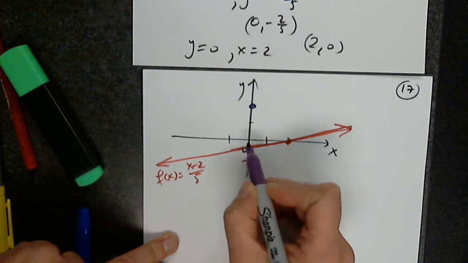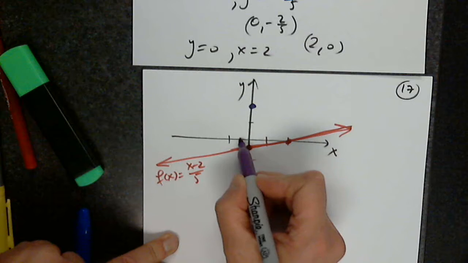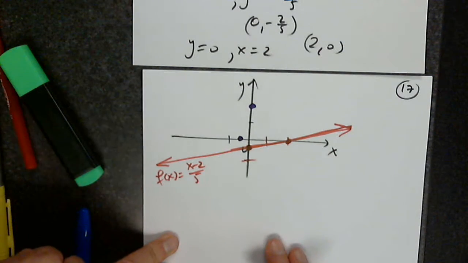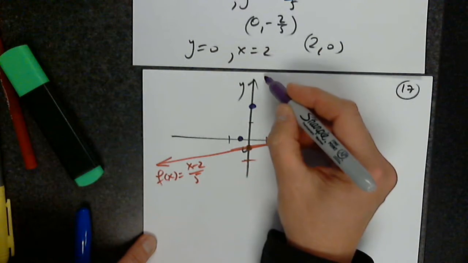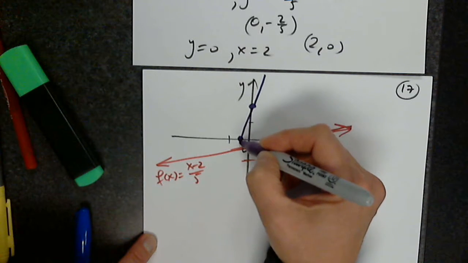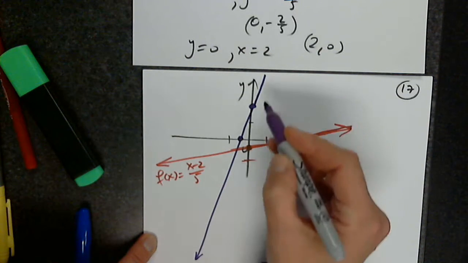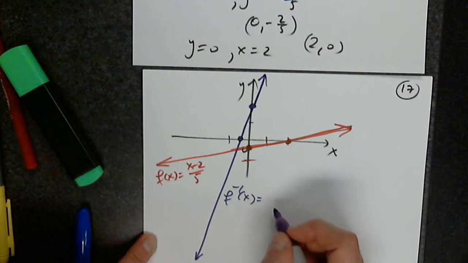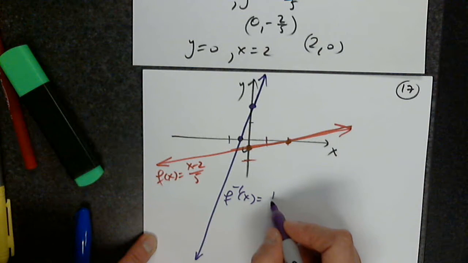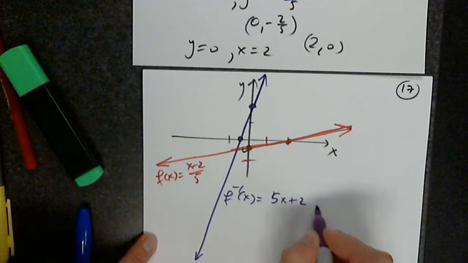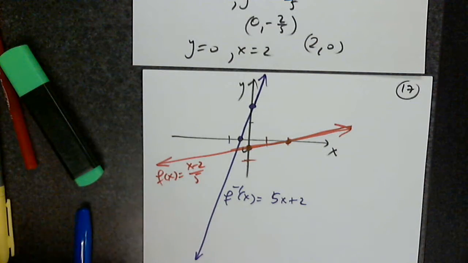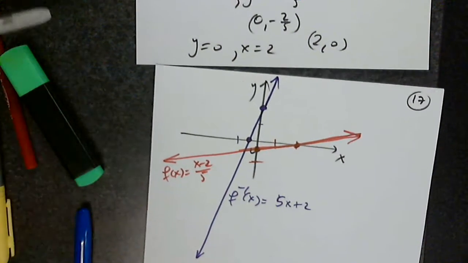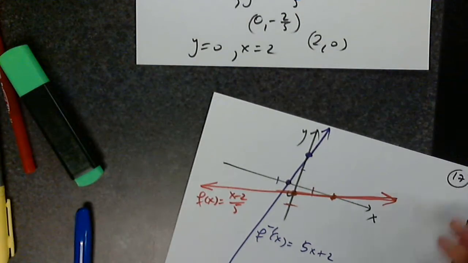Good. So if this is -1, somewhere here I will have -0.4. So here is f inverse, which is 5x plus 2. I was looking for it. What do you notice? Let me show you something.